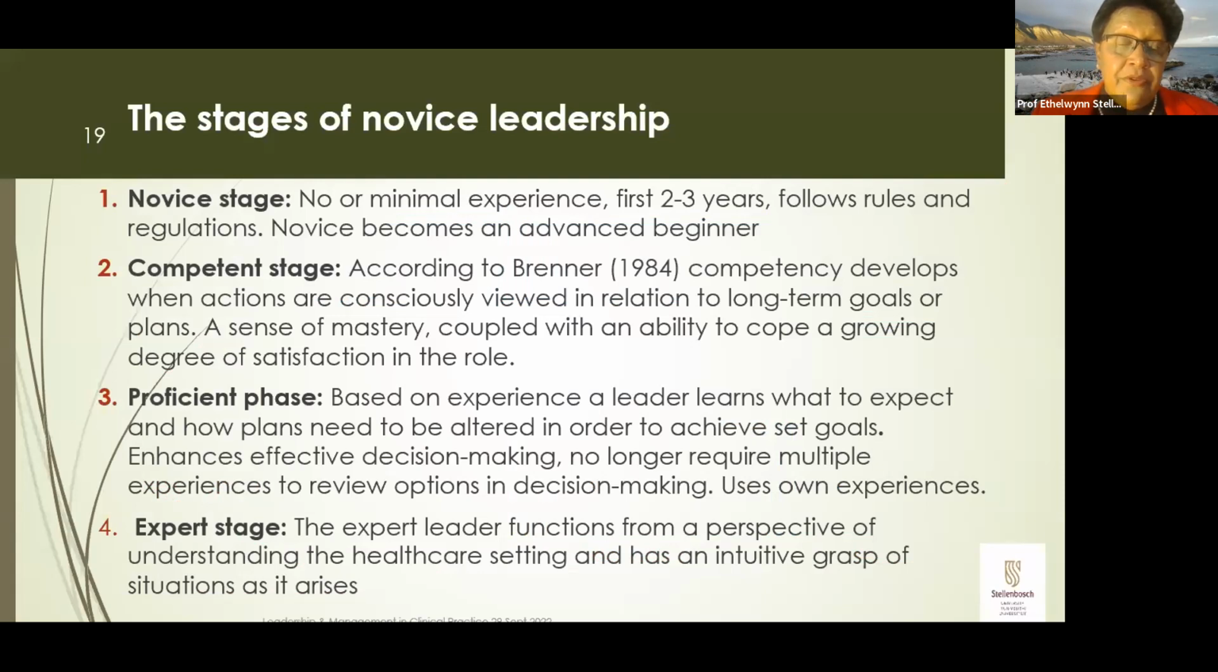And just to share with you the stages of how the novice grows and becomes competent, and how you get to the level of expert. We've all been at the novice stage. You have no or minimal experience, and this is normally the first 2 to 3 years. They follow the rules and regulations. The novice becomes an advanced beginner. As they develop, and with more and more exposure, they become smarter.